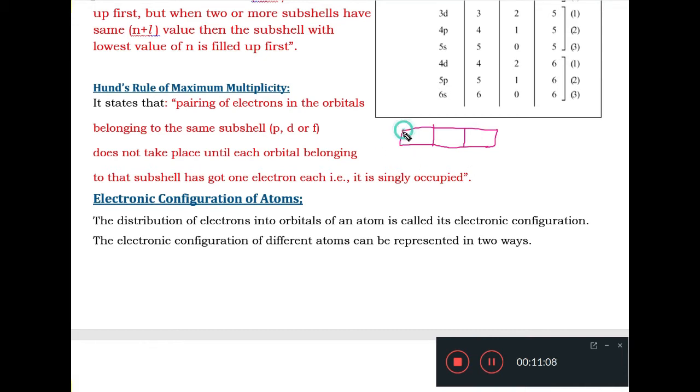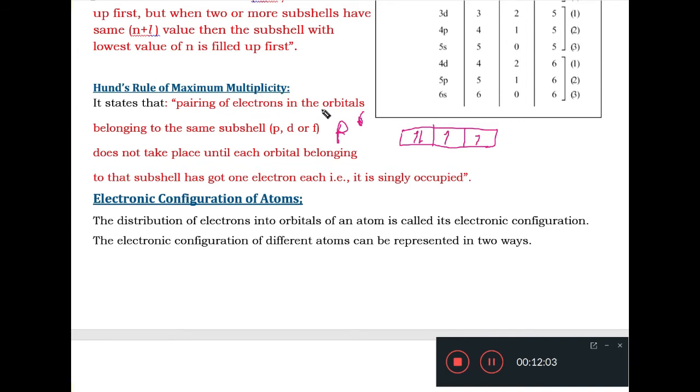If you are going to fill electrons in the p subshell, as you know, a maximum of 6 electrons can stay. If you are going to fill electrons in the orbitals of the p subshell, then how can you fill? Students, first electron will go to the first orbital, then the second electron will go to the second orbital, and the third electron will go to the third orbital, then the fourth electron will go again to the first orbital. Okay, so filling of electrons in the orbitals takes place in this manner. This is called Hund's rule of maximum multiplicity.